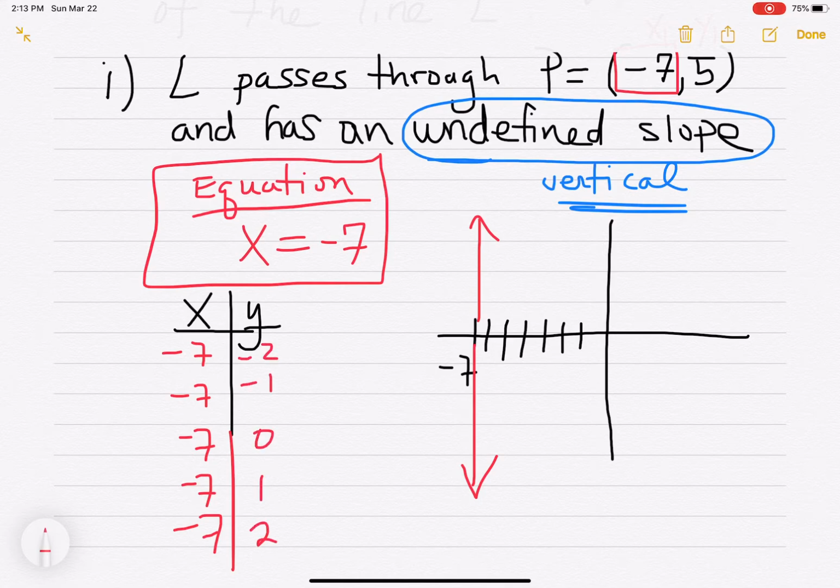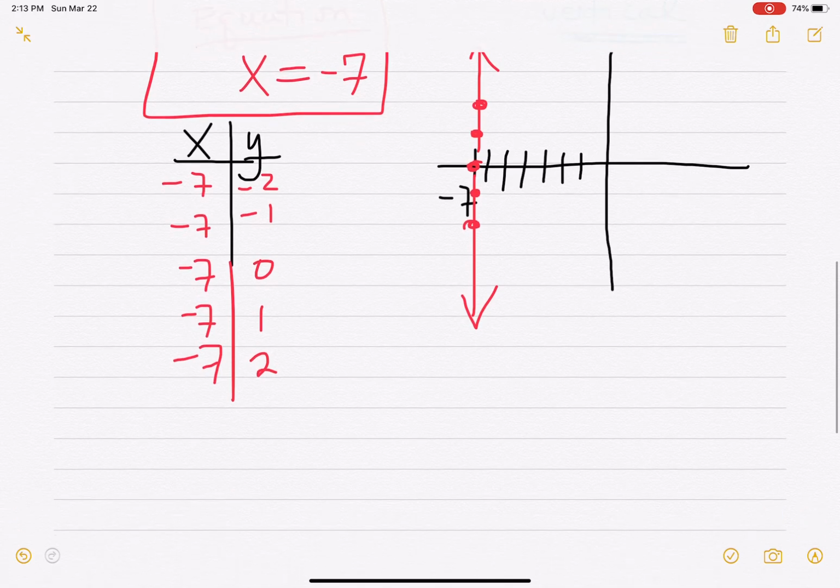Yeah, so let's think about those. Negative 7, negative 2 would be here, negative 7, negative 1 would be here, negative 7, 0 would be here, negative 7, 1 would be here, negative 7, 2 would be here, right? So all those points that I just plotted from the table of values, they show up. Okay, so that's a vertical line, a line with undefined slope. They're special. They're always of the form x equals a number. Very important.